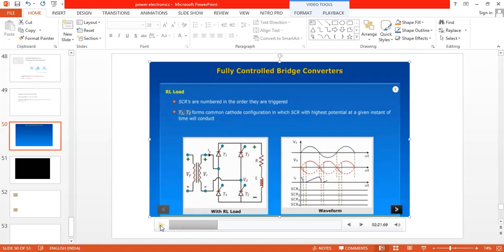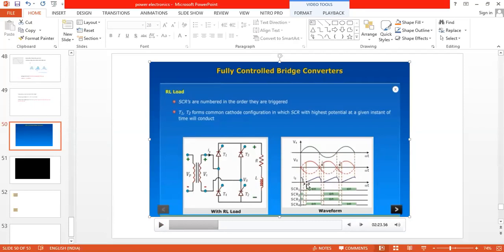Once again, current flows through the inductor. You can see here at omega t equal to pi plus alpha, once again SCRs T3 and T4 are on, and now the current flows through the inductor. Once again, the inductor starts to energize. You can ask, sir, what is actually this inductive load? Yesterday I mentioned it is representing the inductive load, meaning the DC motor.